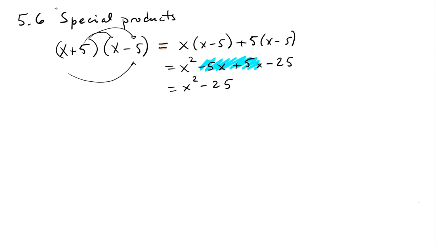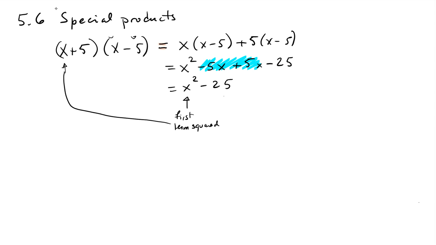Now, if you observe things carefully, it looks like this is the first term squared. This first term here. And the 25 here, that's the second term squared. Second term, this term here. Is that a coincidence? Well, no.